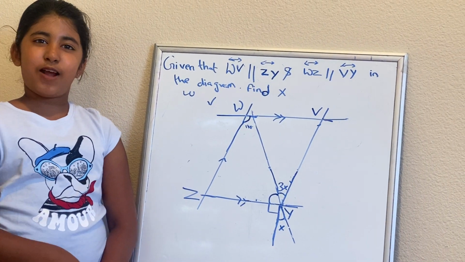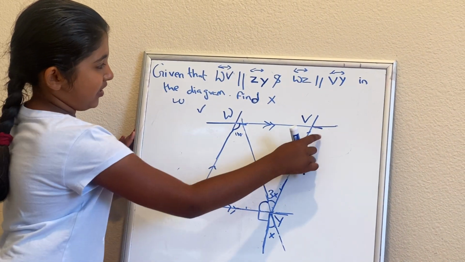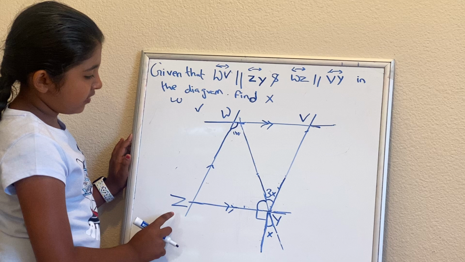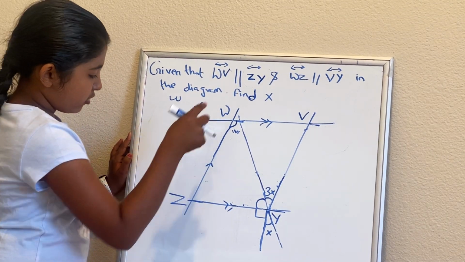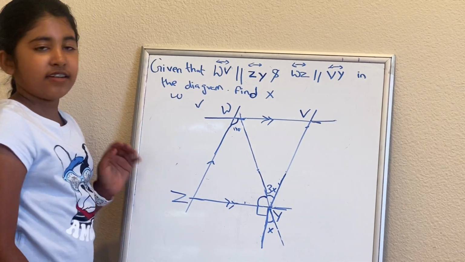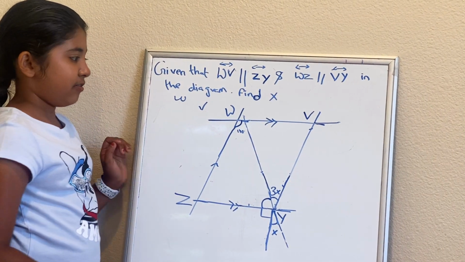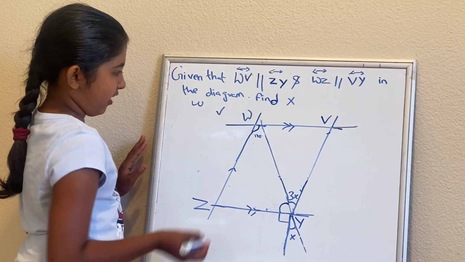Let's have a look at this problem. Given that line WV is parallel to line ZY and line WZ is parallel to line VY in the diagram, find X. So, to make things better, I'm going to draw another diagram.